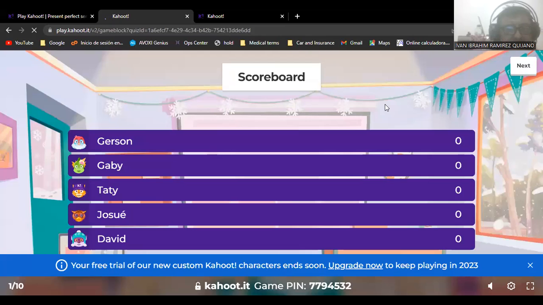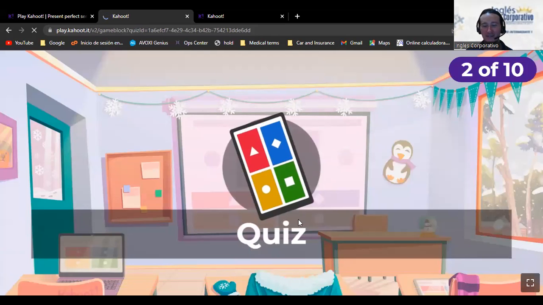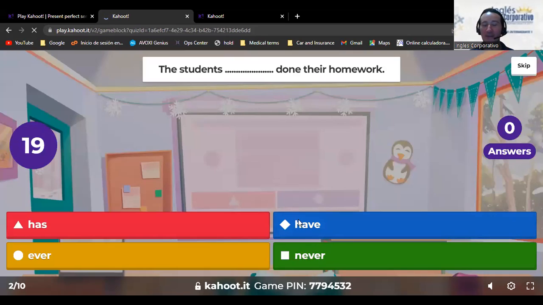Y este tiene tiempo, ¿verdad? Yo me fui con el tiempo. Sí, tiene tiempo. Fíjense acá, aquí están las posiciones. Gerson va ganando por ahora. Vamos otra vez, 10 segundos. ¿Qué es lo que falta ahí? The students.